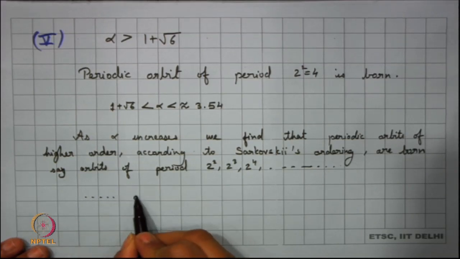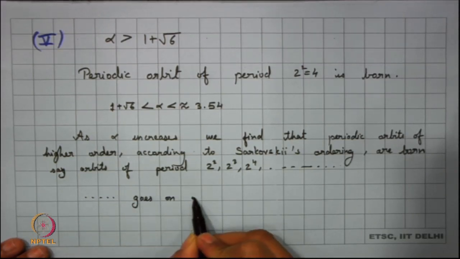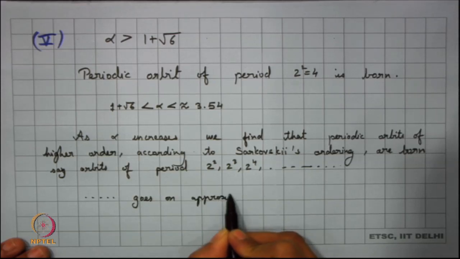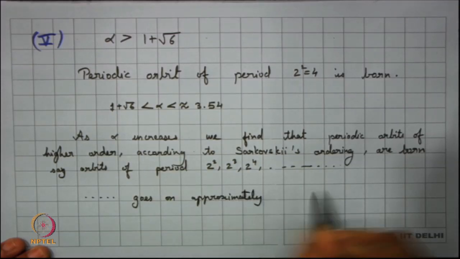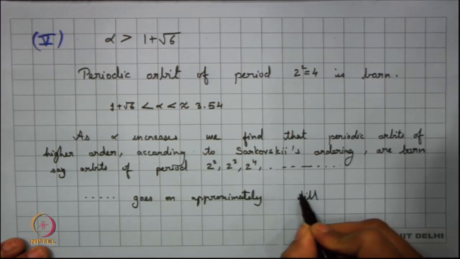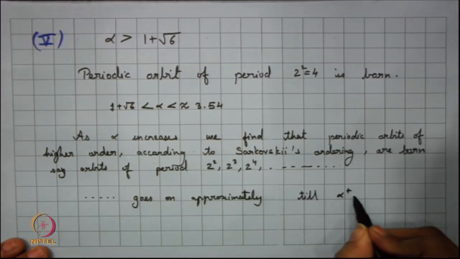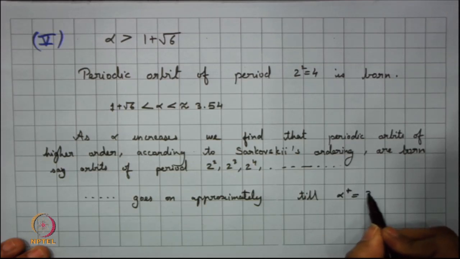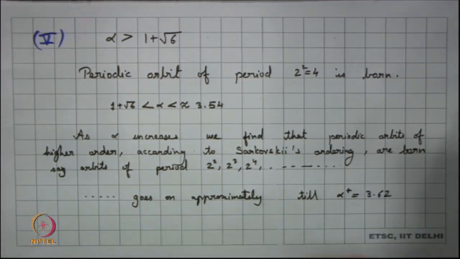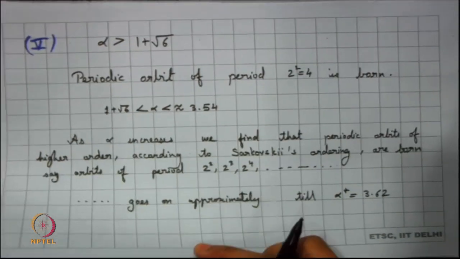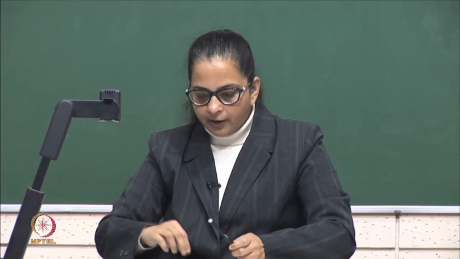approximately, so this goes on, I am looking at this to be approximately till your alpha star, and I am looking at this value of alpha star happening to be 3.62. I am just saying that this happens approximately till 3.62. Now, what happens beyond that? We will try to look into this picture. So, let us look into the next case and maybe then we can go to the picture. So, what happens beyond that?